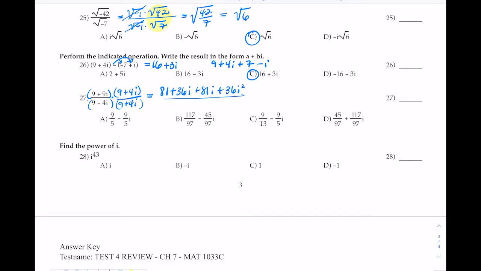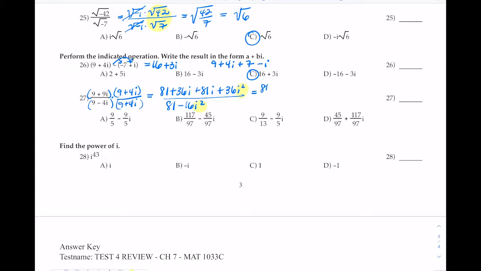And then in your denominator, remember the inner and outer terms will cancel, just like they did with radicals. So all I have to do is first times first, which is 81. And then I've got last times last, negative 4i times positive 4i is negative 16i squared. i squared is equal to negative 1. So everywhere there's an i squared, you're going to replace that with a negative 1.